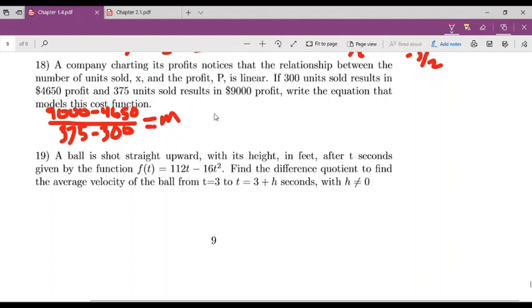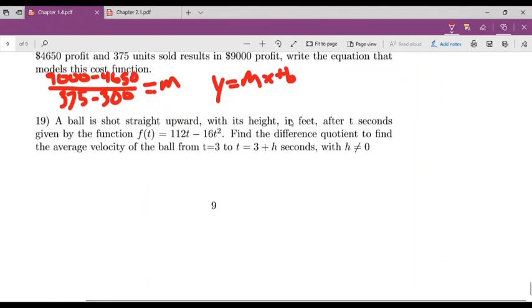Then all you got to do from that m is use your y equals mx plus b equation. Okay. And then what you'll do is take either one of those points. You'll take either 300, 4,650 and plug it in for x and y respectively, or you'll take 375 and 9,000 and plug it in for x and y respectively, and you'll solve for your b. You can do that. I've gotten you almost all the way there.